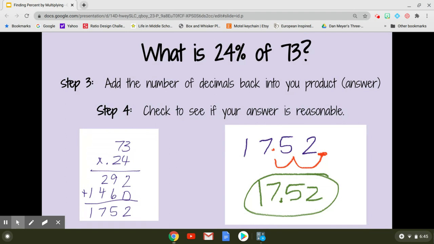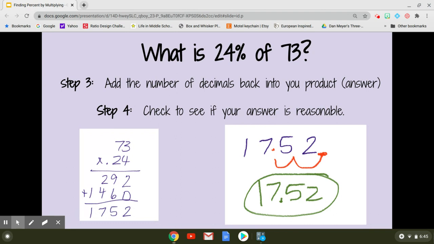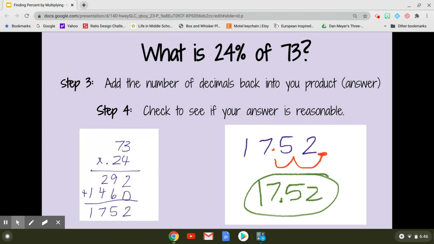Step three is to look at each decimal that we have and count how many numbers are to the right of each decimal. In this case, I have 2. I have my 24 hundredths, and the 2 and the 4 are to the right of the decimal. So I'm going to start where the invisible decimal would be in my number, 1,752, and move it 2 places to the left. And so I get a final answer of 17 and 52 hundredths.